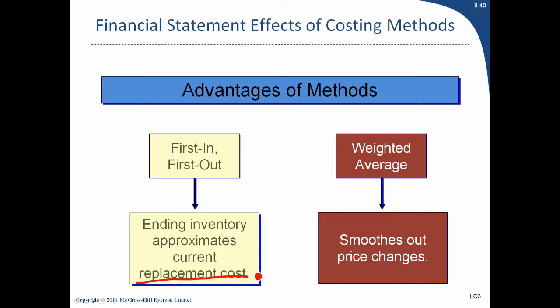Maybe copper prices have doubled, right? And it's going to cost you a lot more to replace that inventory than it once would have. You want to be able to see that. The alternative is the FIFO method is volatile compared to the weighted average method. The weighted average method, it'll smooth out a price change, right?